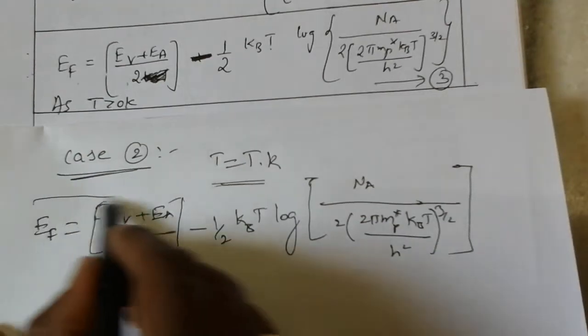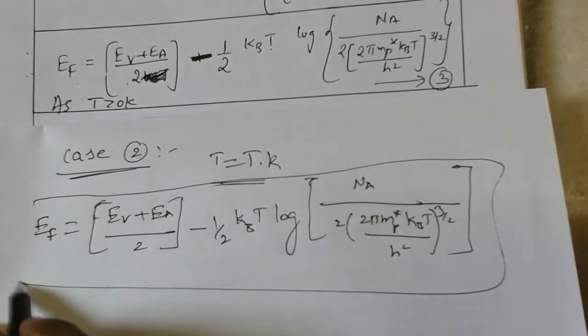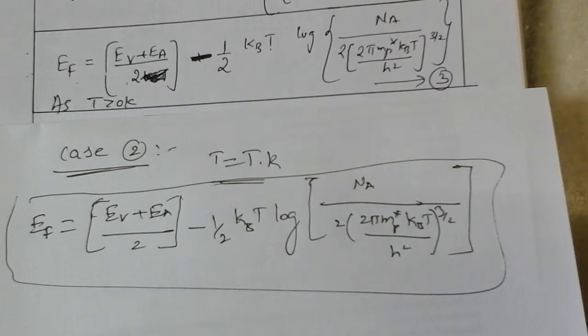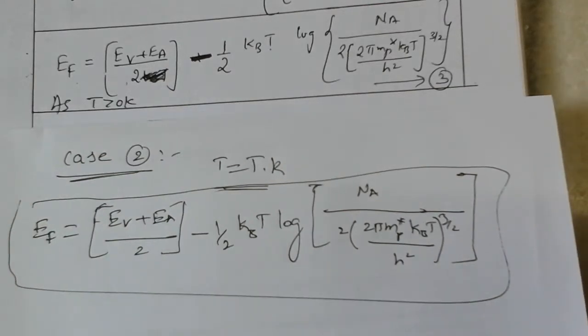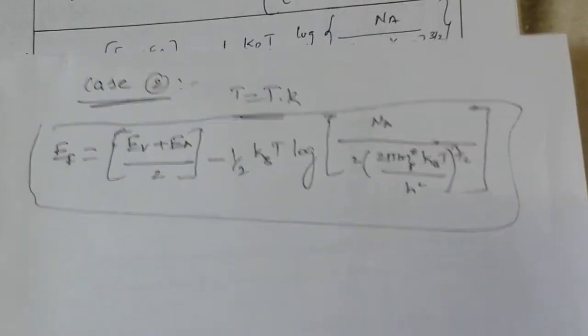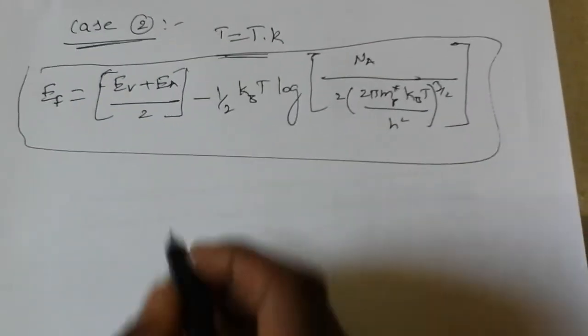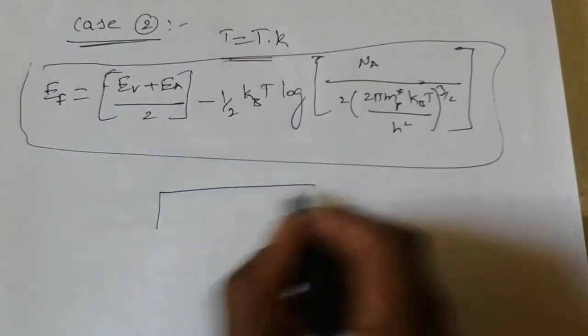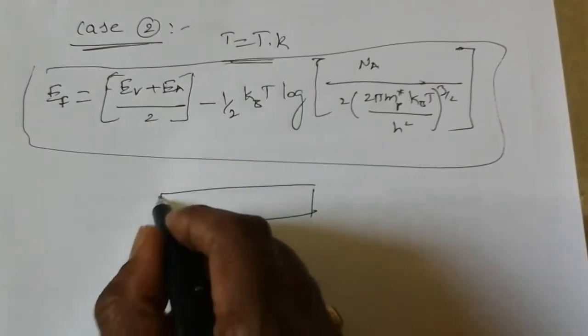This is called Fermi energy level position. Now from this equation we can say that the Fermi energy level position moves up.